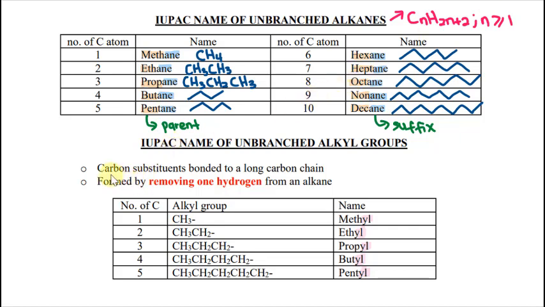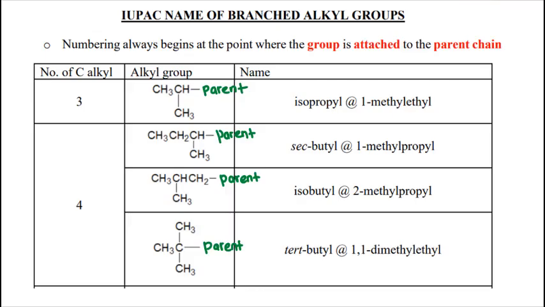So an alkyl group is a carbon substituent that is bonded to a long carbon chain. It is formed by removing one of the hydrogens from an alkane. Alkyl groups are named by replacing the "-ane" suffix of the alkane with "-yl". For the branched alkyl group, the numbering will always begin at the point where the group is attached to the parent chain, which is the main carbon chain.